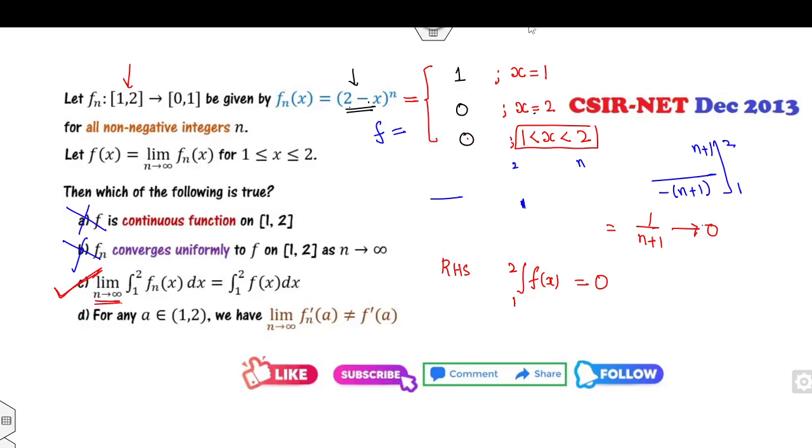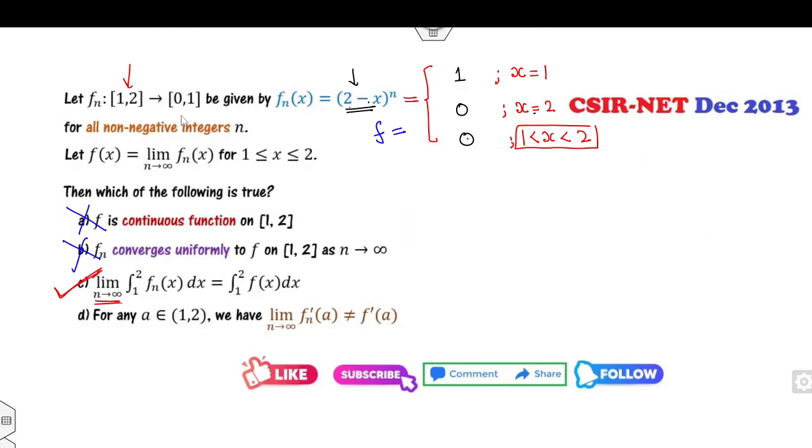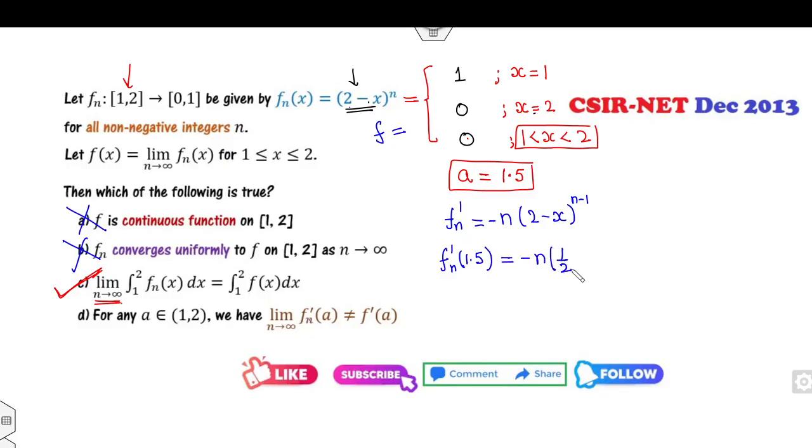Look at the last option. For any a which lies between 1 and 2, you can choose any a. Let's say 1.5. Fine. Then fn dash. Can you calculate the derivative of this? It is n times (2 minus x) raised to power n minus 1, with a negative sign, at a. If I choose a as 1.5, then this number is 0.5, that is 1 over 2 raised to power n minus 1. I can say it's minus 2n divided by 2 raised to power n. Take the limit as n approaches infinity. Clearly it goes to 0.